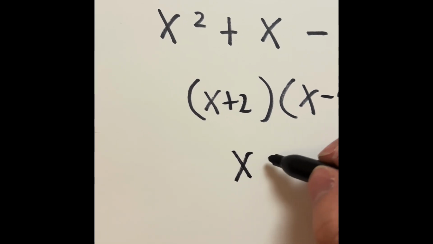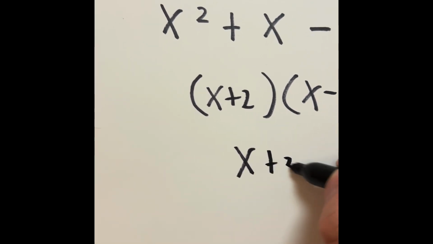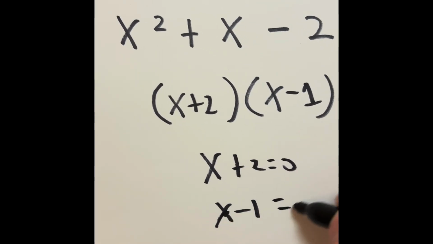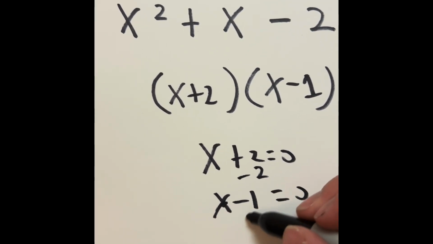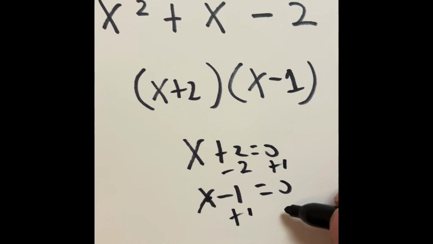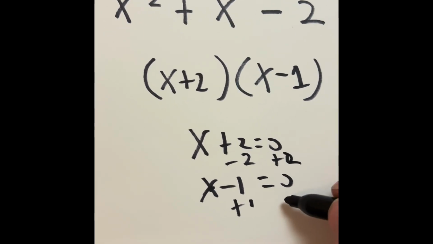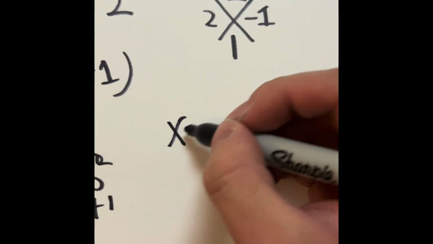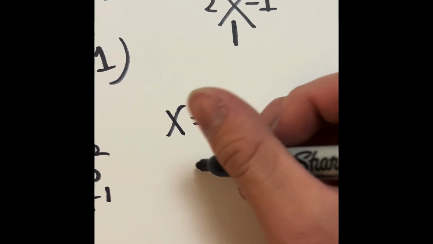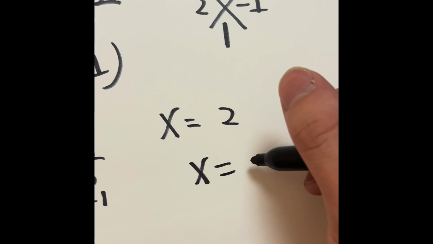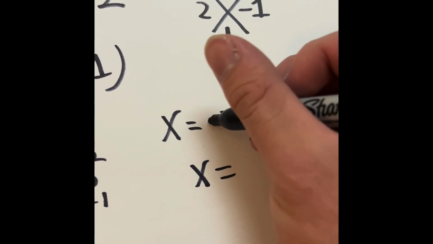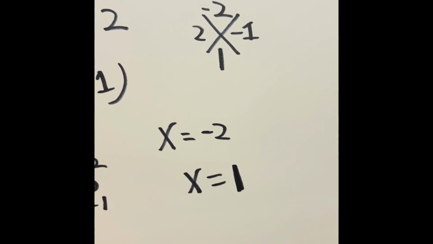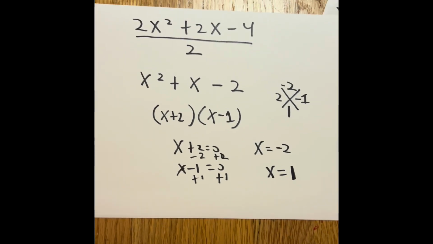We use the zero product property. x plus 2 equals 0, and x minus 1 equals 0. Subtract 2 from one side and add 1 to the other. So x is going to equal negative 2, and x is going to equal positive 1. So that is going to be the warm-up for this one.